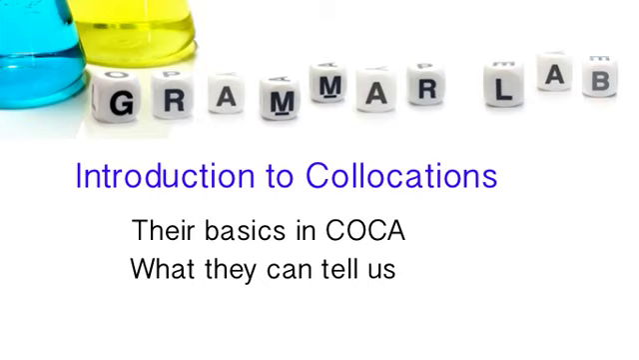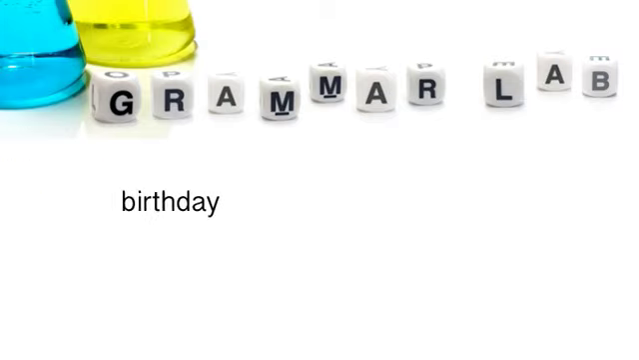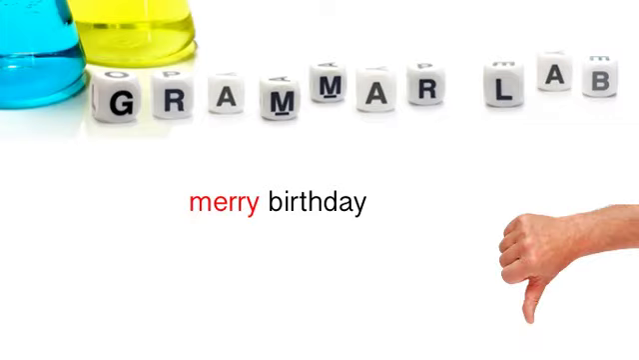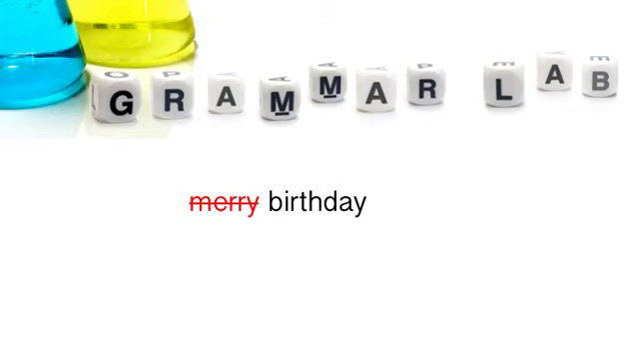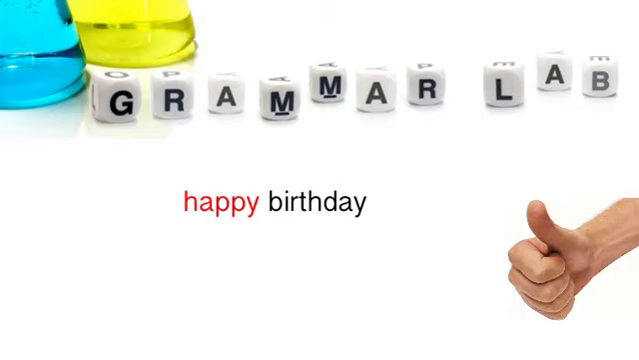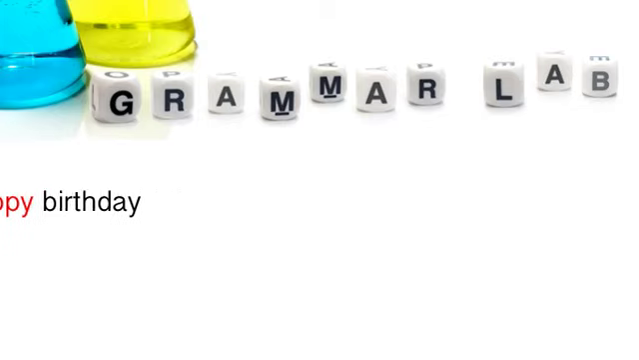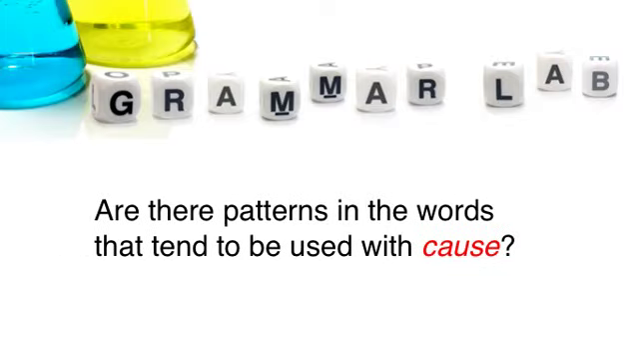In this video, I'm going to show you how you can search for collocations in the Corpus of Contemporary American English. We use the term collocation to describe words or tokens that have a tendency to appear together. And using COCA, we can uncover patterns in the words that appear with other words. We could, for example, search for patterns in the words that are used around cause.